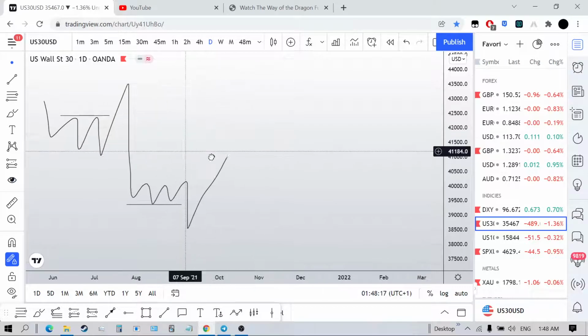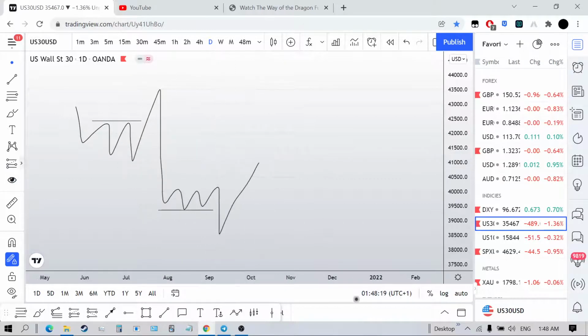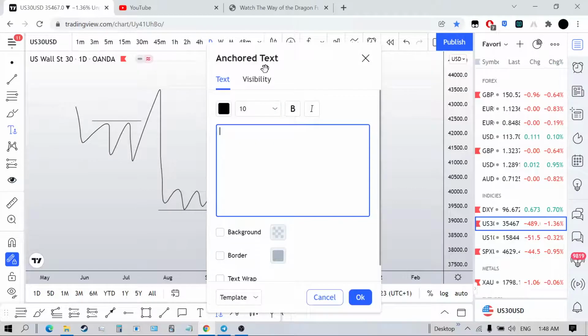So let's say price is right here. That's the first thing you want to do. I'm gonna write this down for you guys real quick one more time. Where's price at? This is what I'm thinking of whenever I'm looking at the market. Where's price at?